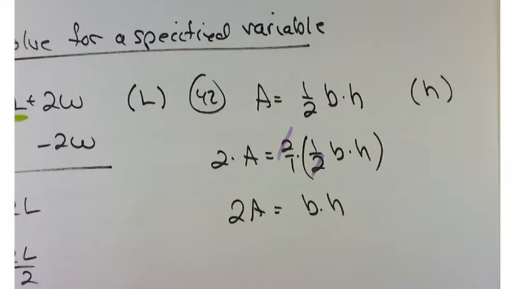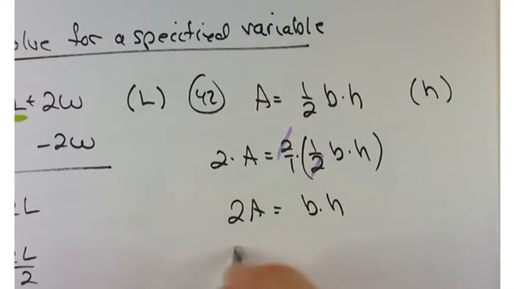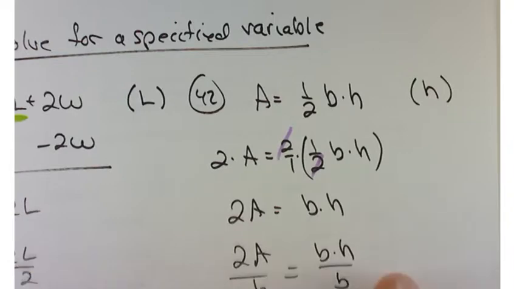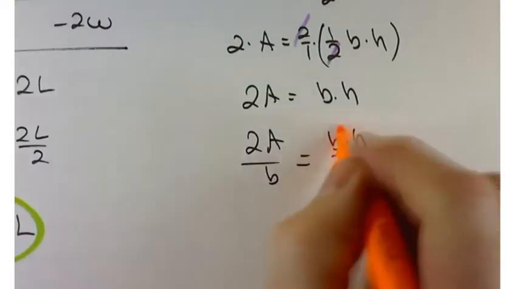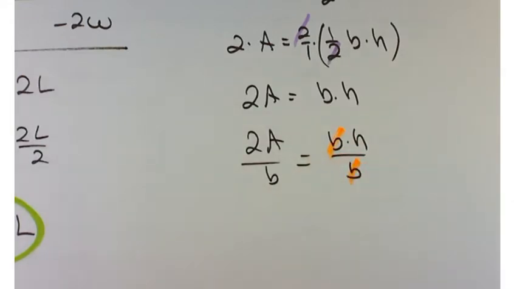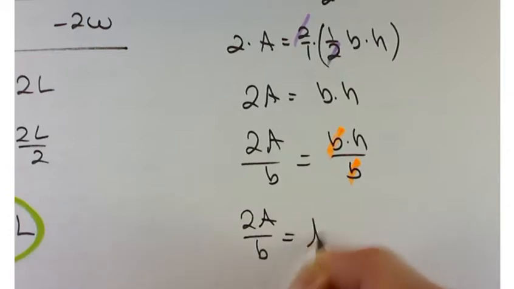Last step, Shannon, would be to do what? Divide by, we're trying to solve for h. So h is being multiplied by b. The opposite would be to divide by b. Good. So divide both sides by b. And you can see that on the right-hand side, the b's cancel each other out. So you're left with the expression for h. 2a over b equals h.